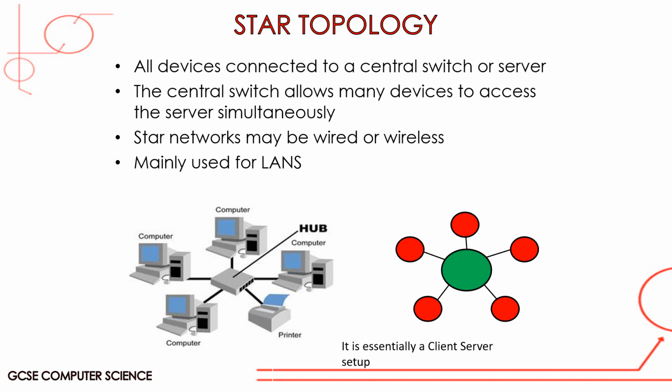All the devices are connected to a central switch or server. This helps to form the star-looking shape. The central switch allows many devices to access the server simultaneously. Star networks may be wired or wireless, and they're mainly used for LANs.